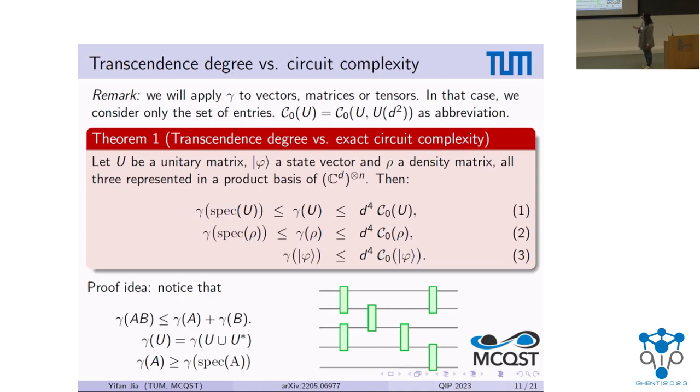Namely, we discover that the transcendence degree of the spectrum gives a lower bound on the transcendence degree of the matrix itself. So if we know that the transcendence degree of the spectrum is very big, we directly know that this complexity has to be big, and this is stable under perturbation of eigenbases.